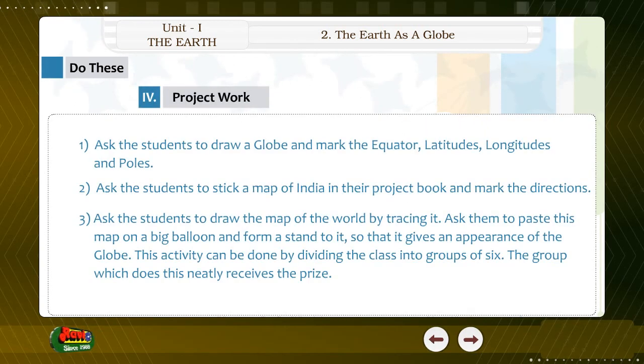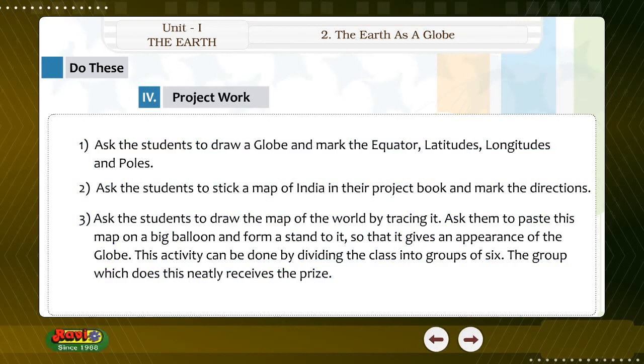4. Project work. 1. Ask the students to draw a globe and mark the equator, latitudes, longitudes, and poles. 2. Ask the students to stick a map of India in their project book and mark the directions. 3. Ask the students to draw the map of the world by tracing it.